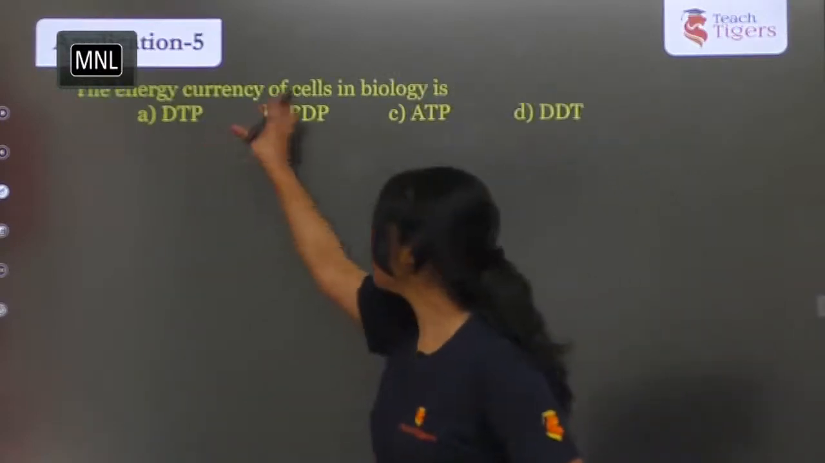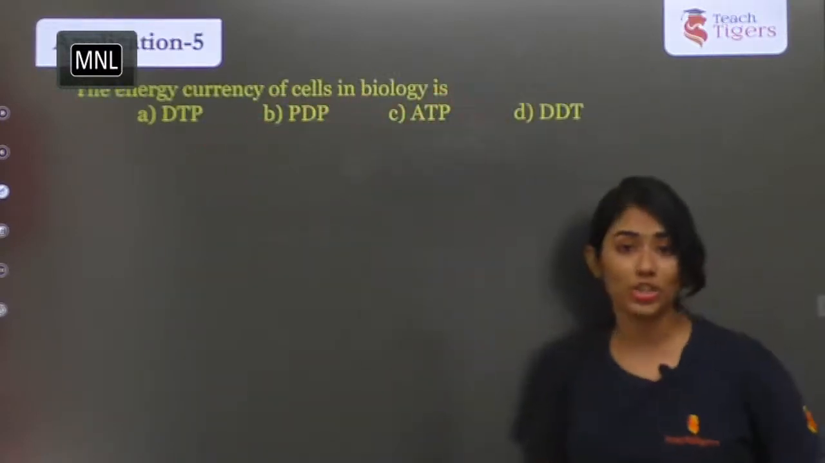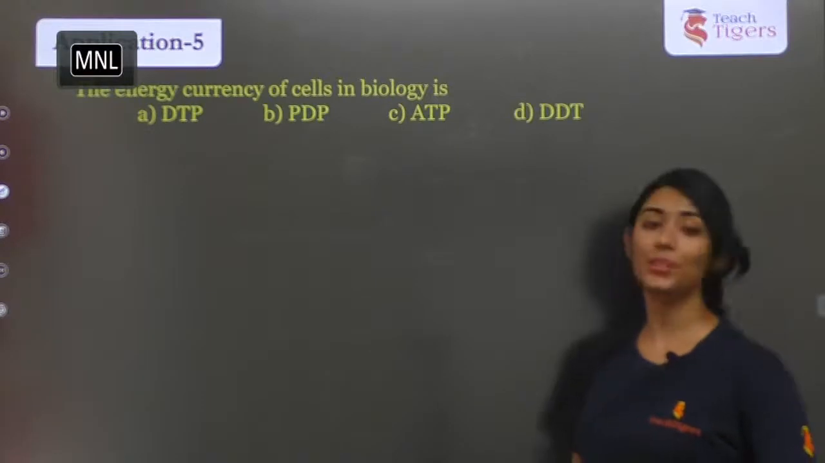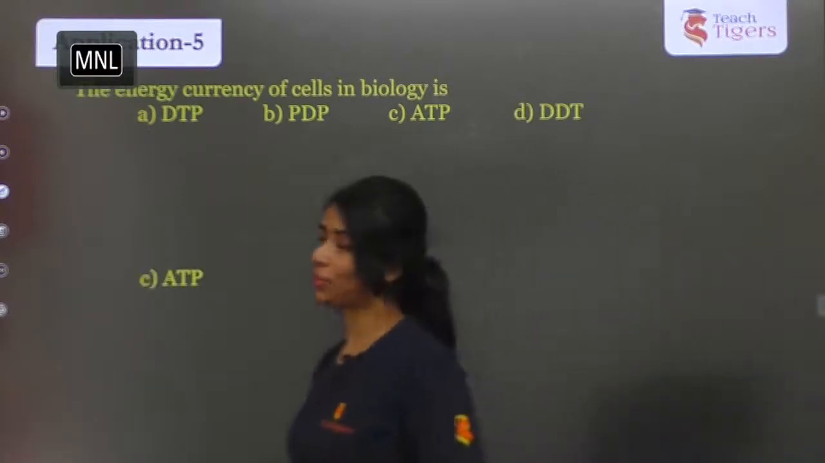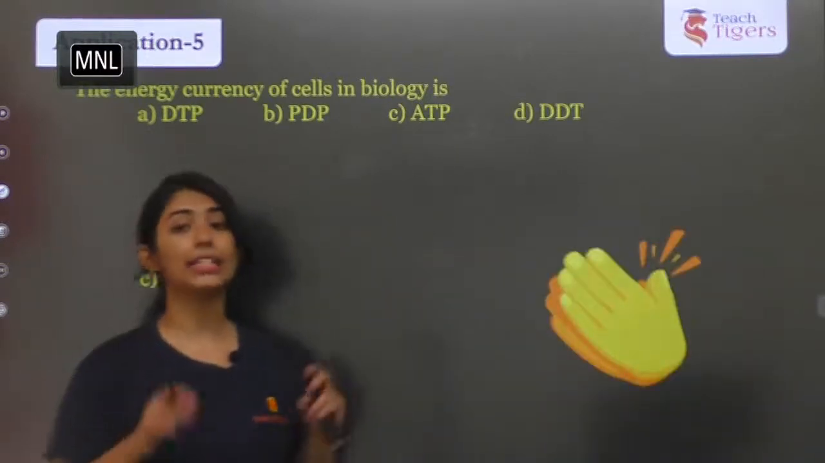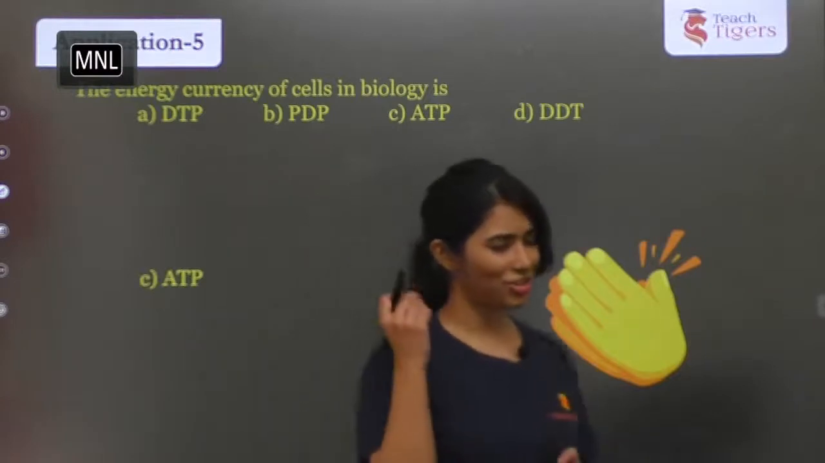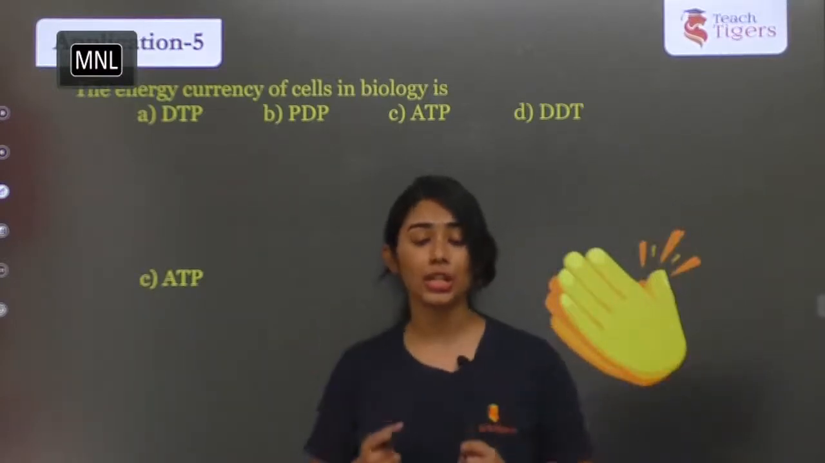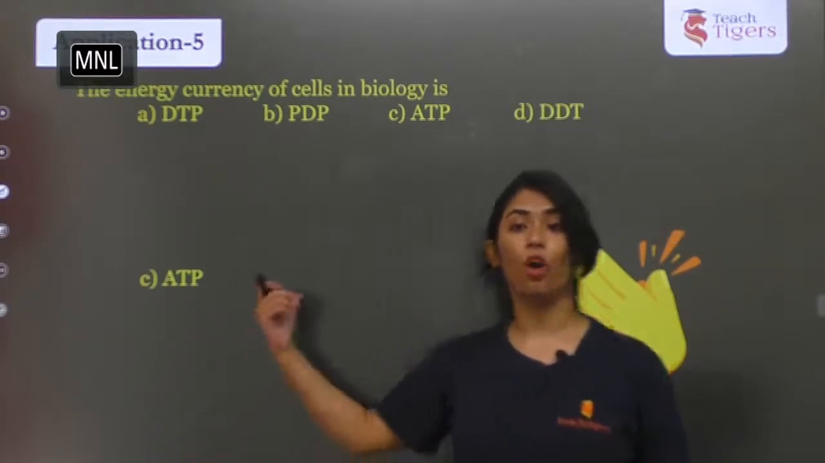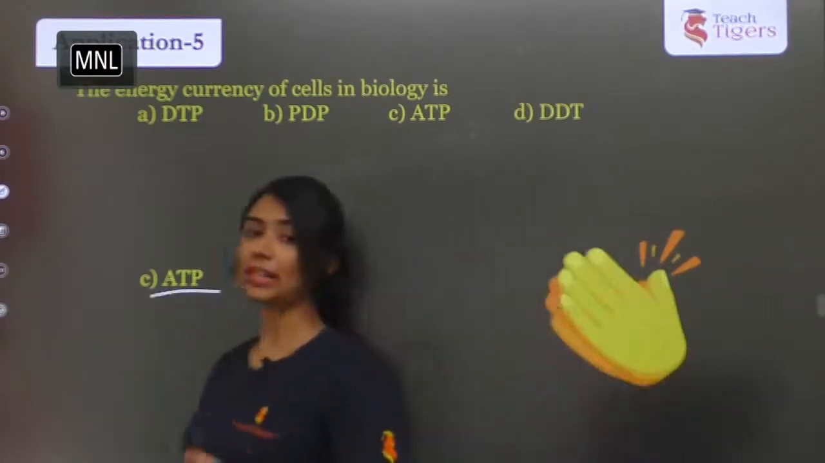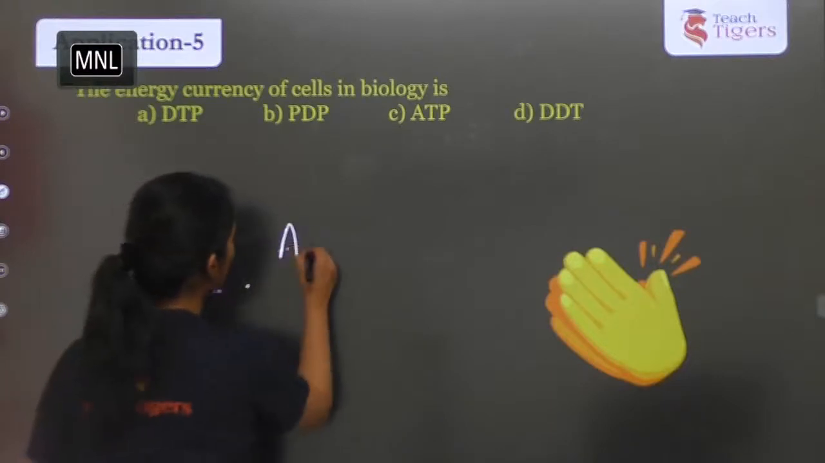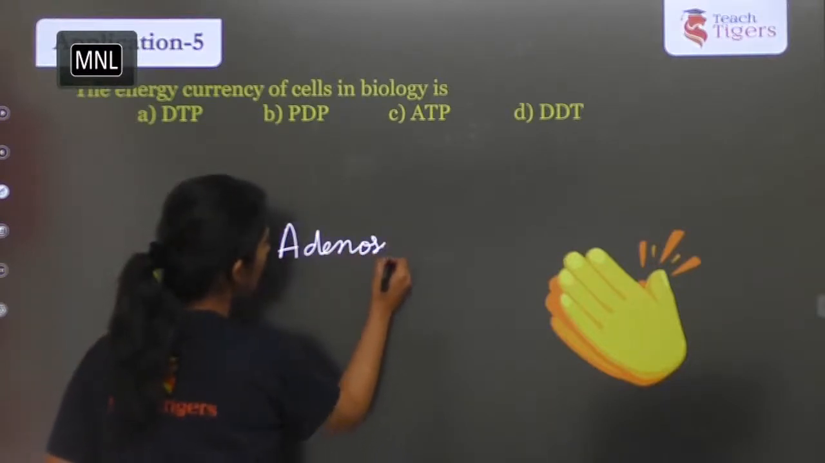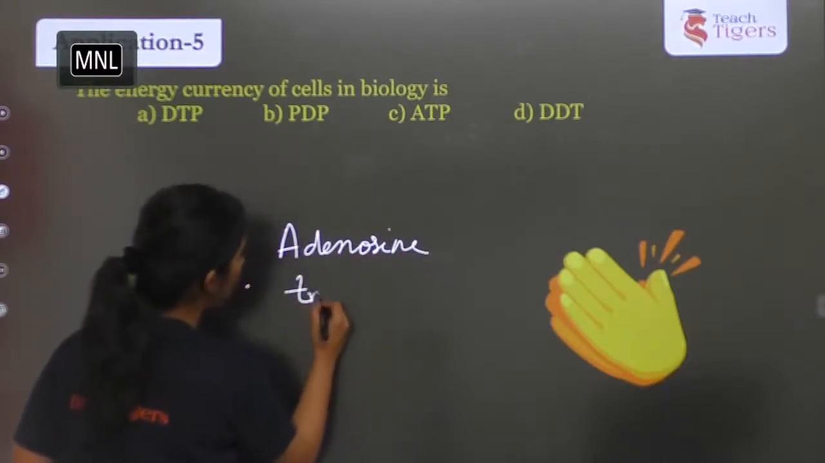Next, the energy currency of cells in biology is, okay, this is a very direct question. So the answer is ATP, which is the right answer, right? ATP is also known as the energy currency of the cells because the energy that is produced in our body will be stored in the form of ATP, right? And what is ATP? ATP is also known as adenosine triphosphate.